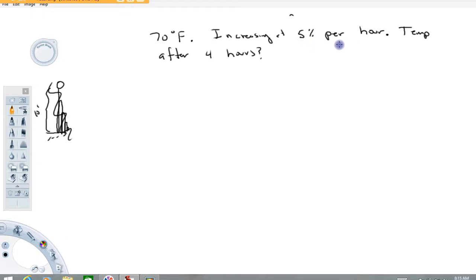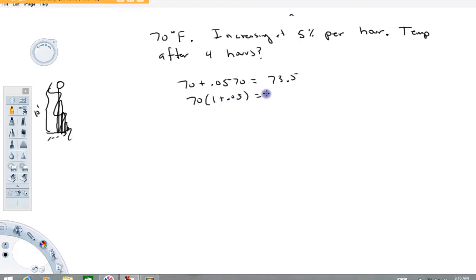So let's see, if we're increasing 5% per hour, let's talk about that first term. The next temperature is going to be 70 plus 0.05 times 70, which is 73.5. Now, notice here that if I wanted to, I could take the 70 out, and then I've got this 1 plus 0.05.